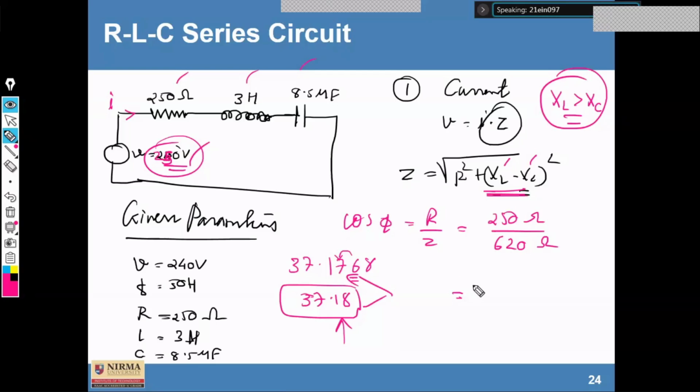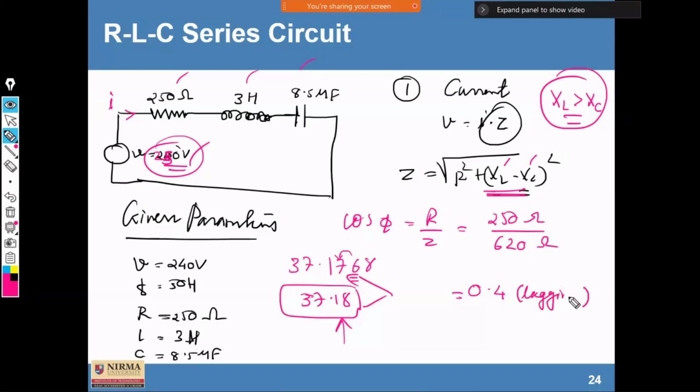0.403, whatever it may be, 0.4. But this is very important to write here. Correct? Got it?